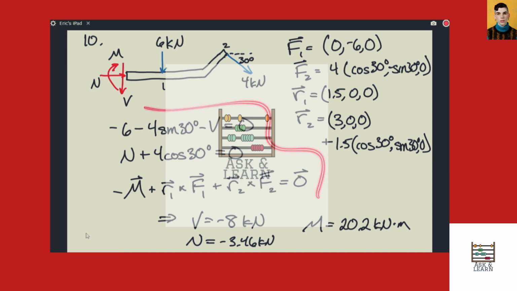So this gives us 3 equations. There will be one non-trivial component to this equation. So we have 3 equations and 3 unknowns, and we get that V is minus 8 kilonewtons, N is minus 3.46 kilonewtons, and M is 20.2 kilonewton meters.